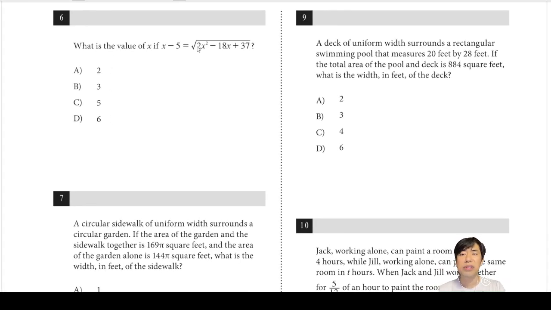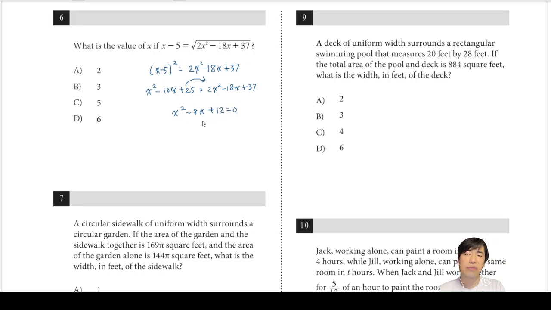What is the value of this thingy right here? If we have a square root on the right hand side, I'm going to square each side. So (x minus 5) squared is equal to 2x squared minus 18x plus 37. Let's expand this one. So x squared minus 10x plus 25 is equal to 2x squared minus 18x plus 37. Let's move everything on the left hand side to the right hand side. So 2x squared minus x squared is x squared, minus 18x plus 10x, so that's minus 8x, 37 minus 25 is 12, is equal to 0.